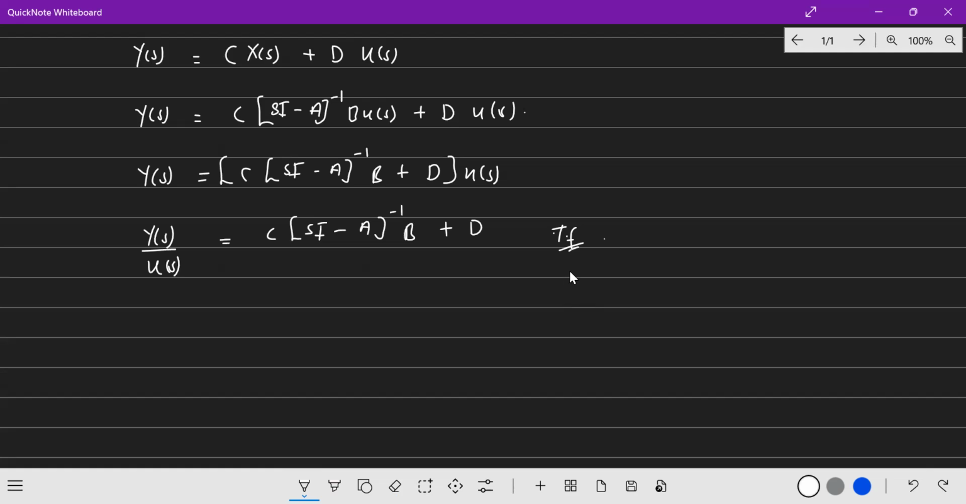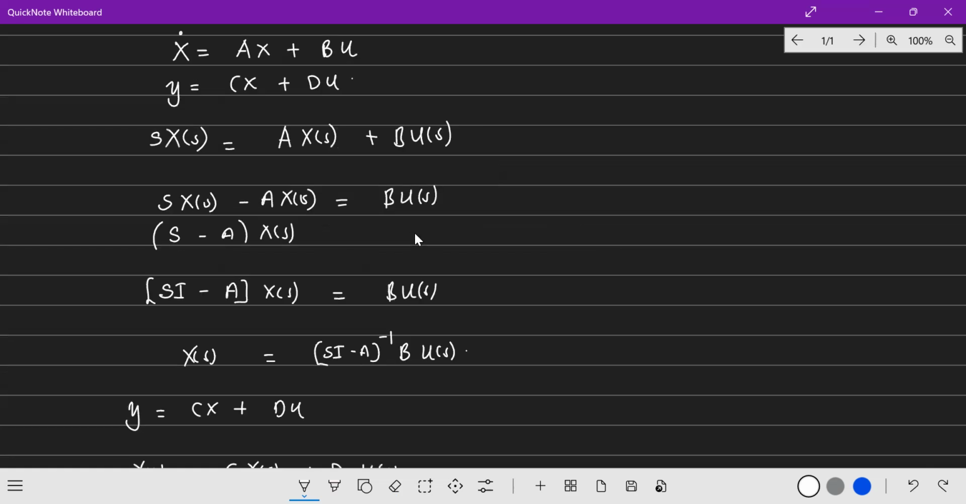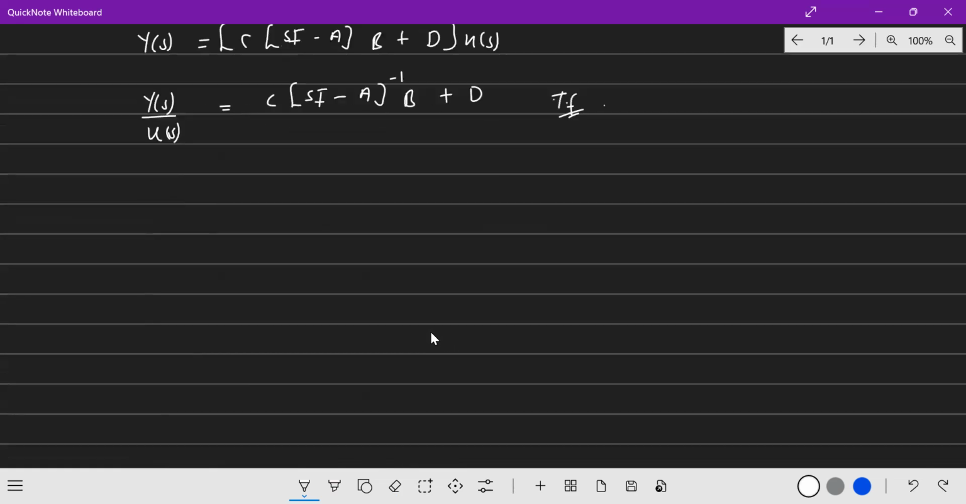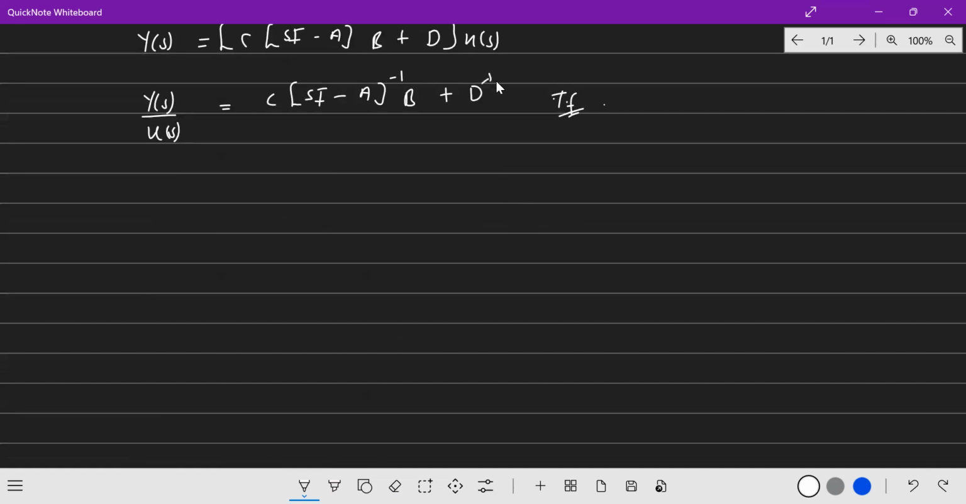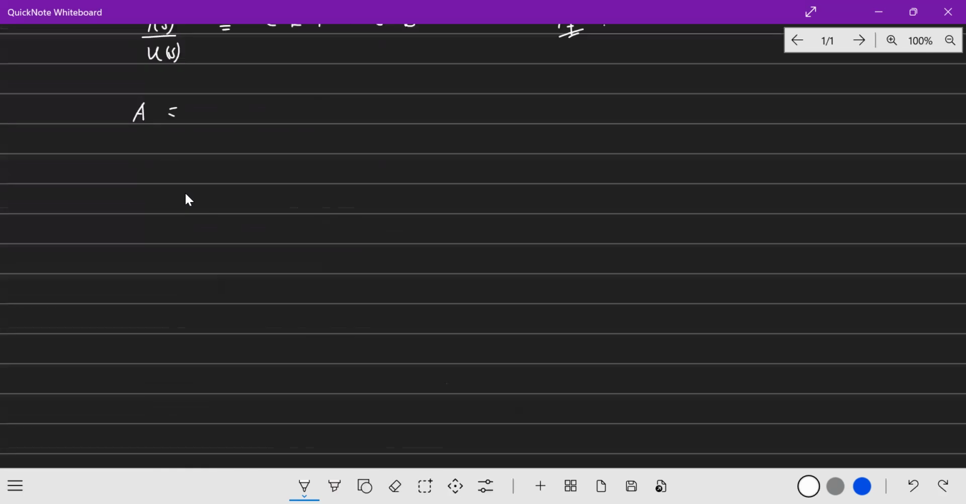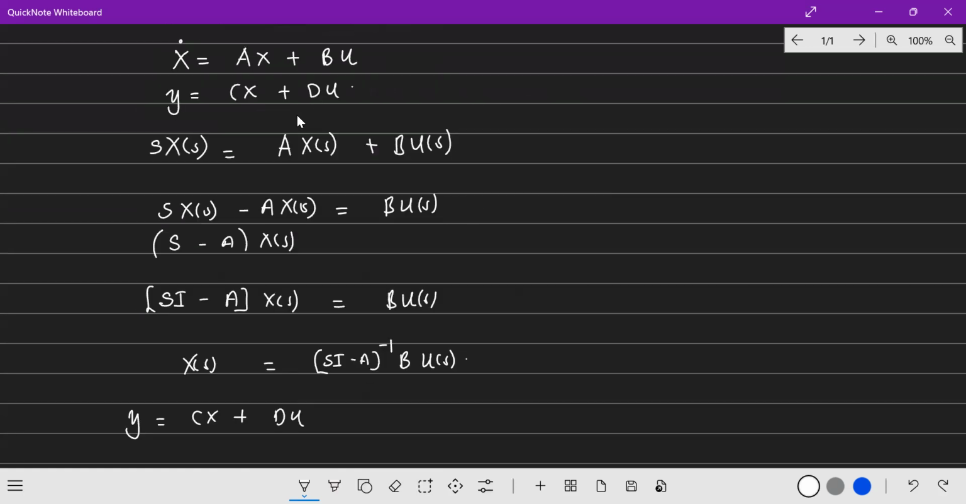Okay, what's the next thing now? We need to find this (sI minus A) inverse times B and so on. If you go back to our problem, if you look at what we found, we don't have D here. Our D is equal to 0, meaning that we can disqualify D. Let us write all the matrices that are there. A is simply equal to [0 1; negative K over M, negative B over M], I think. Yes.